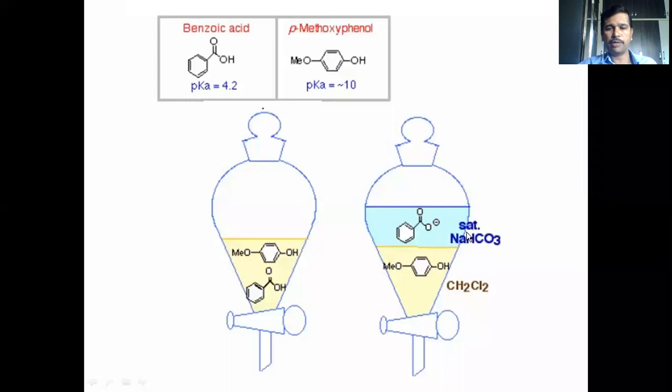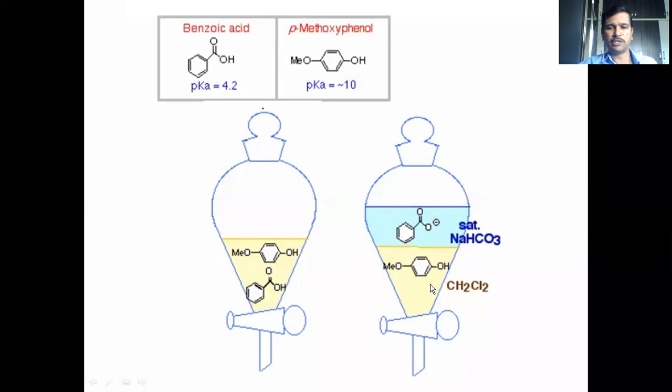Why can't we use sodium hydroxide? Because sodium hydroxide is a strong base. If you use the strong base, sodium hydroxide, even paramethoxyphenol is also acidic. The hydroxy group present in the paramethoxyphenol will also react with sodium hydroxide to convert this phenolic OH group into sodium phenolate ion, O minus and Na plus. So this will also come to the aqueous layer if you use sodium hydroxide. So the conditions are also very essential in order to increase the extraction efficiency.